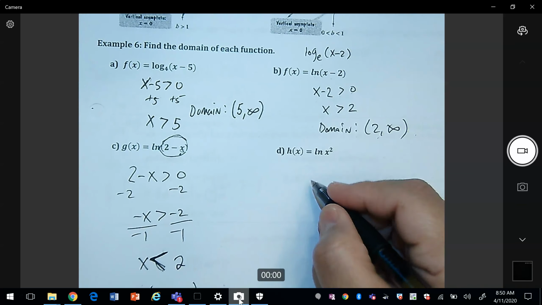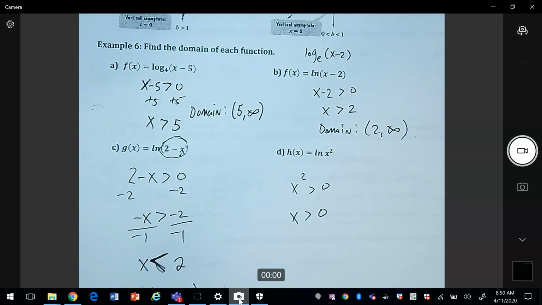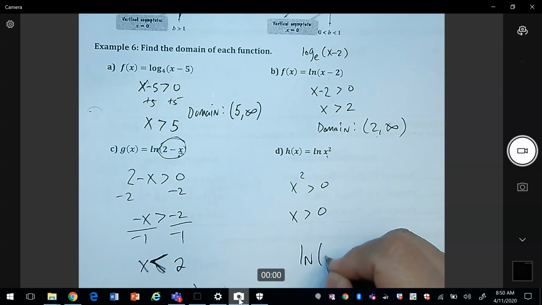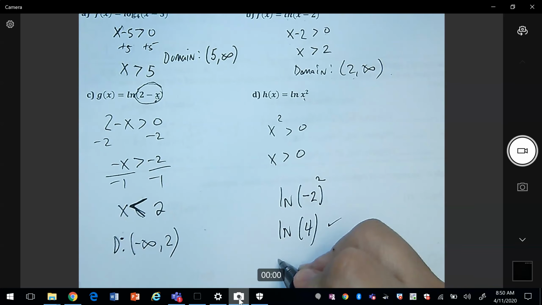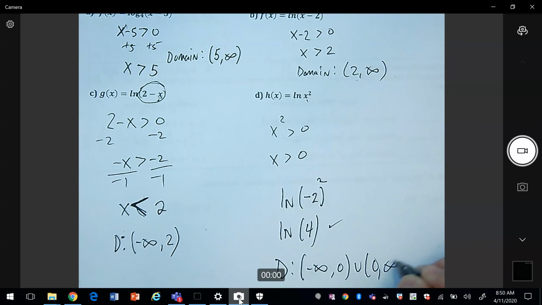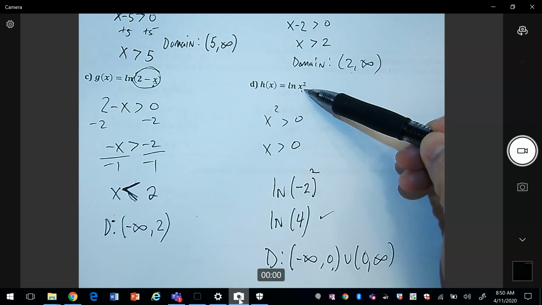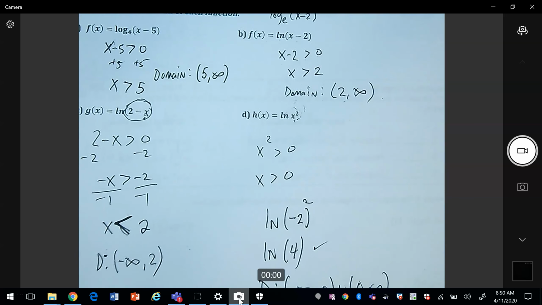And so on the next one, we have x squared is greater than 0. So x is greater than 0. However, notice here that if you put a negative number here, let's say we had negative 2, then this will become a positive 4, and that's still going to be okay. So your domain is actually from negative infinity to 0, and from 0 to infinity. So in this case, it's all real numbers except for 0, because whatever we put in for x, it's always going to make this a positive number. So this was section 3.2.